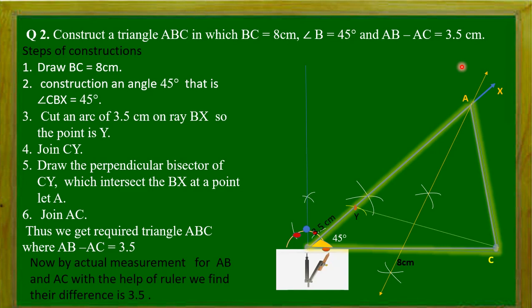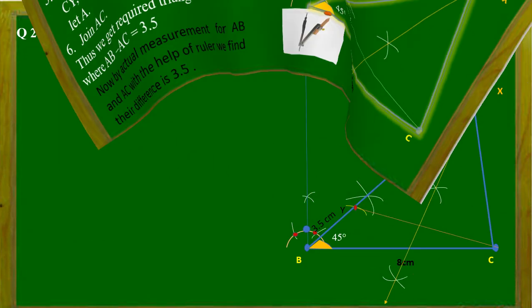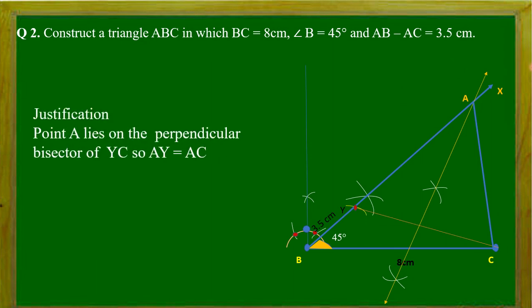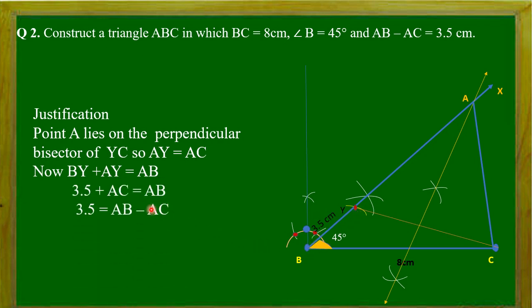Now we justify this construction. We have the point A which is on the perpendicular bisector of the line segment CY. So we can say this point A is at the same distance from point Y as well as point C, meaning AY is equal to AC. Now let's take the line segment AB, and this is in two parts, BY plus AY. Now put the value BY is 3.5 centimeters, so we get 3.5 plus AY.